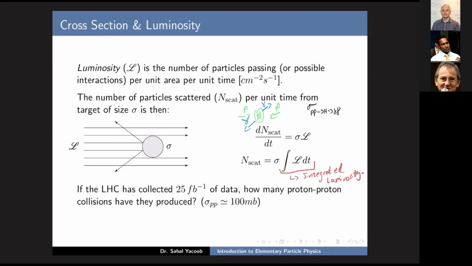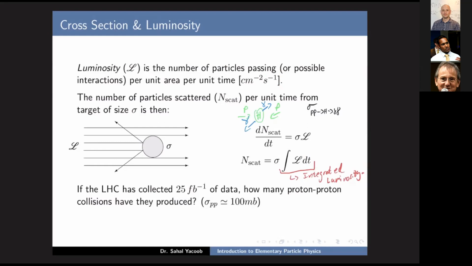And again, if you go back to my idea that the luminosity is the number of coin flips per second, when you integrate the number of coin flips per second, we get the total number of coin flips in our data. So that's how we talk about our data.